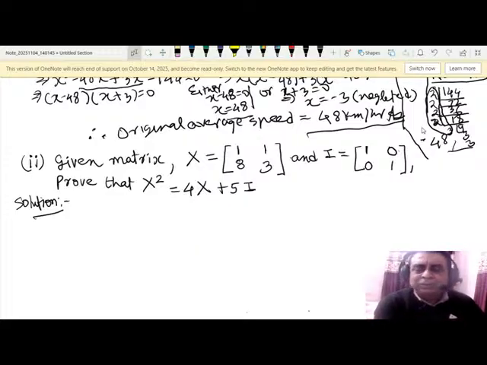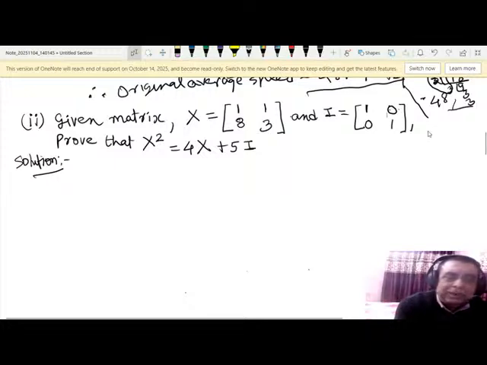And there is the identity matrix, denoted by capital I. It is also of order 2 into 2. The first row is 1, 0 and the second row is 0, 1. Prove that X squared is the same as 4X plus 5I.